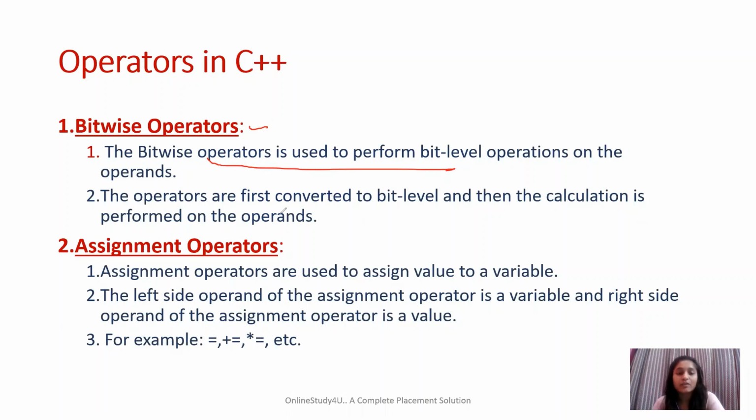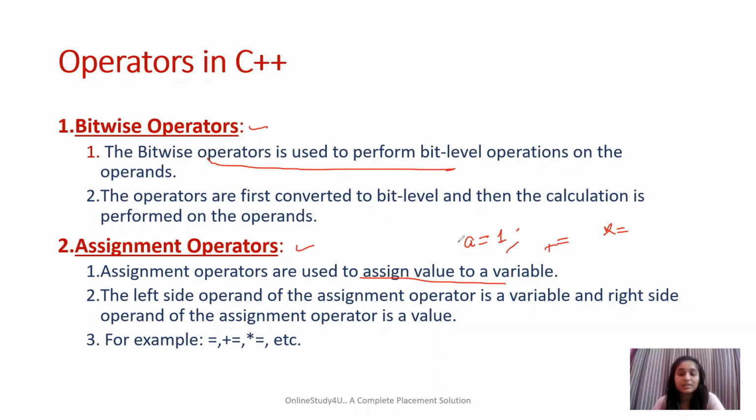And then we have assignment operators. Assignment operators are used to assign values to a variable. For example, if I want to assign 1 to our variable a, then I'll use the assignment operator equals to, that is a equals to 1. Similarly, we have a few more assignment operators like plus equals to, multiplication equals to, and many more. So these are a few types of operators that we have in C++.